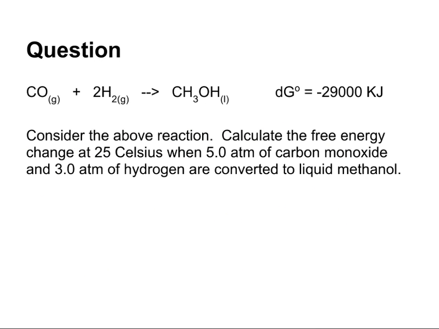Okay, your question for this section. Consider the above reaction. Calculate the free energy change, delta G, at 25 degrees Celsius when 5 atmospheres of carbon monoxide and 3 atmospheres of hydrogen are converted to liquid methanol.